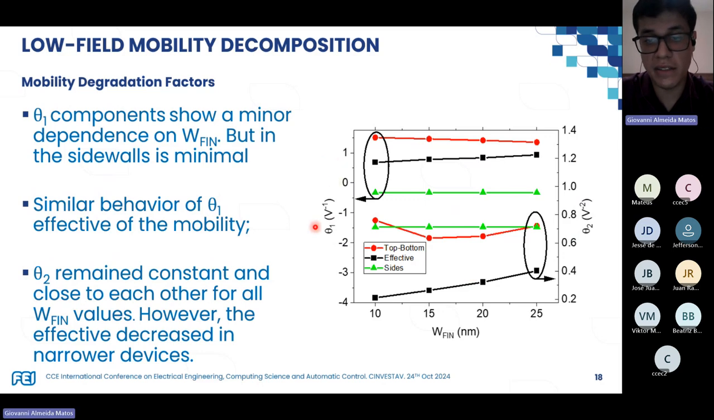This figure shows theta 1 on the left axis and theta 2 on the right axis. As you can see, theta 1 at the top and bottom and at the sidewalls is independent of the fin width. The sidewall theta 1 is minimal, and at the top and bottom it is higher, and the effective theta 1 decreases in narrow devices, a behavior similar to the mobility. Theta 2 at the top and bottom and the sidewalls is also constant, and they are close to each other, but the effective theta 2 is also reduced in narrow devices.